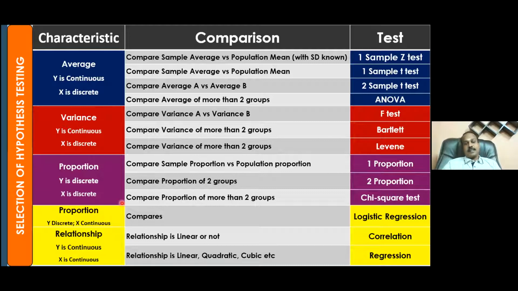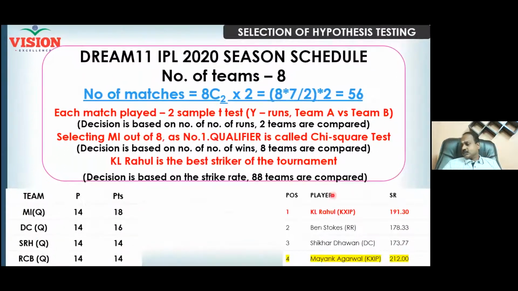And similarly, sometimes you may be interested in studying the relationship, whether a relationship is linear or not. We have hypothesis testing called correlation, which will tell us whether a relationship really exists or not. And sometimes we may also want to understand whether the relationship is linear, quadratic or cubic. That question will get answered using the test called regression. All these things we are going to discuss one by one with some examples, then you will understand.